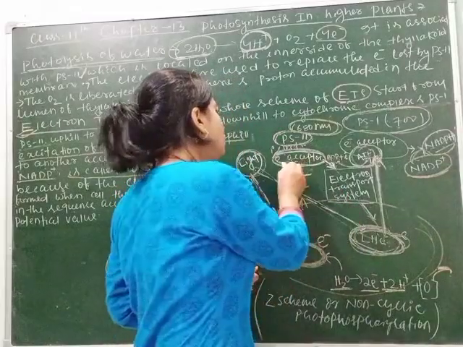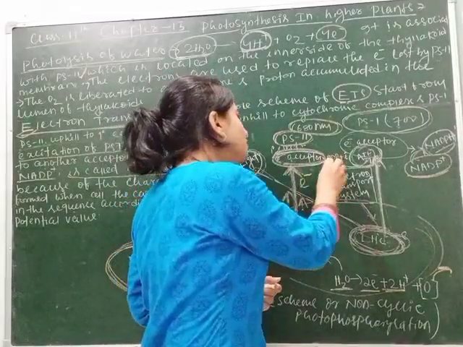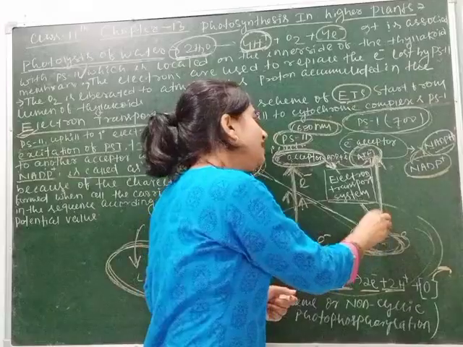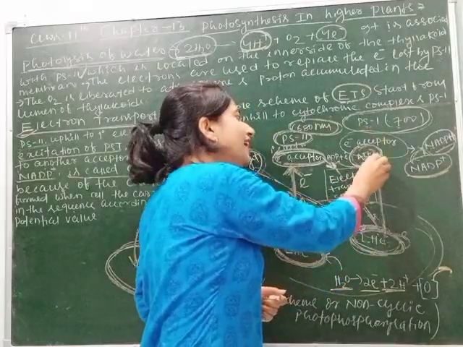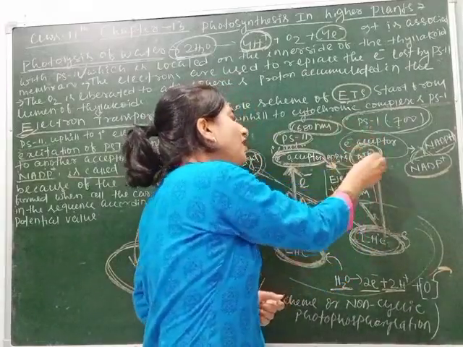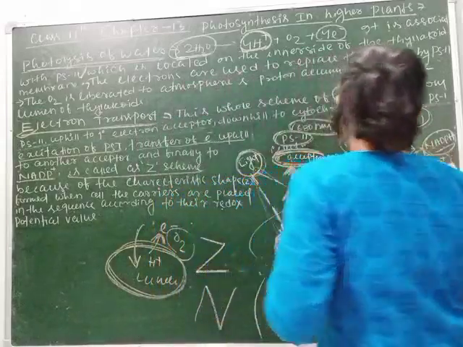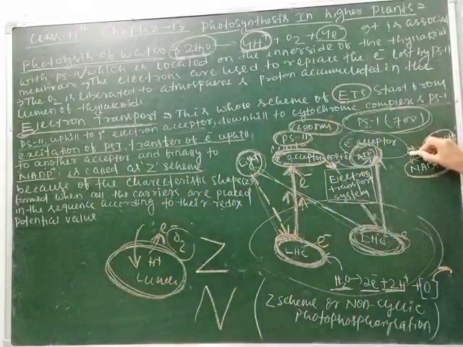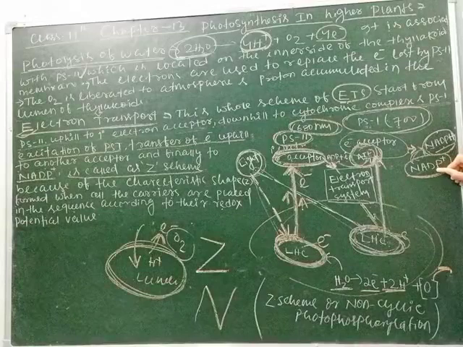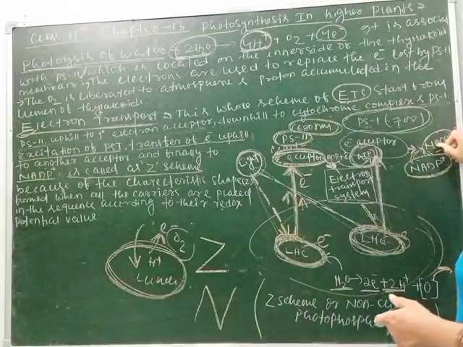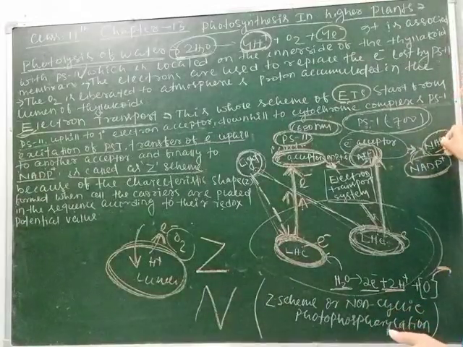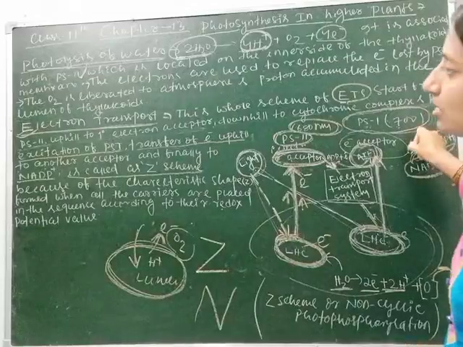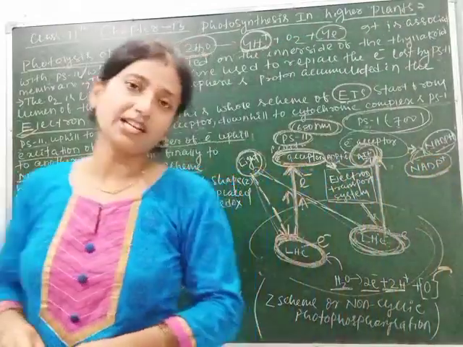Clear? The electron acceptor receives, then it gives to the electron transport system, then it reaches PS1, and here ATP is formed. Again one reduction reaction occurs, due to which NADP plus is reduced to NADPH. Clear? So this is all about your electron transport system.